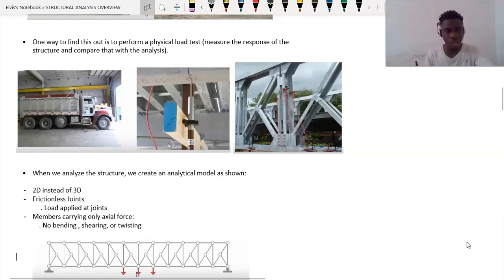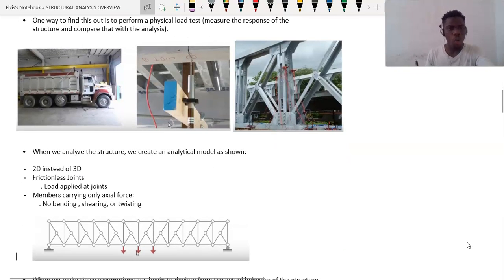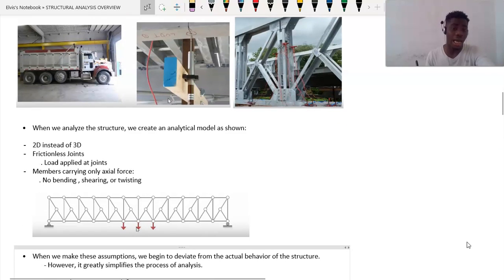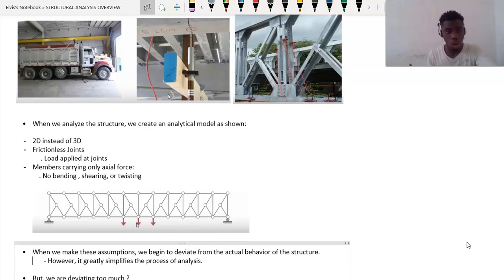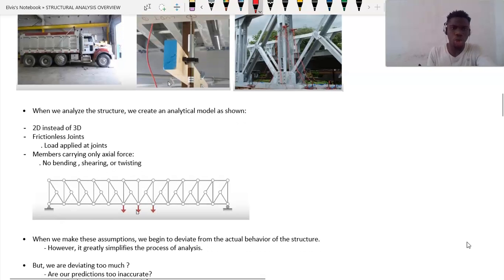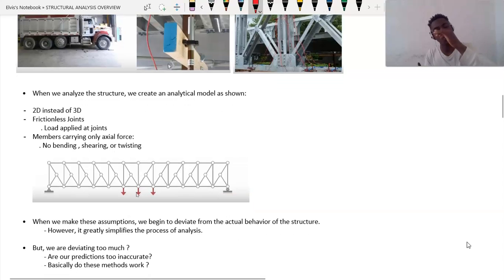Okay, guys. Now, when we analyze the structure, we create an analytical model. Like I said earlier, we are going to create an analytical model to analyze the structure. Now, guys, we use 2D instead of 3D, because we need to try to predict how this structure responds or behaves when we apply environmental load on the structure. So we're going to create a 2D analytical model, not a 3D.